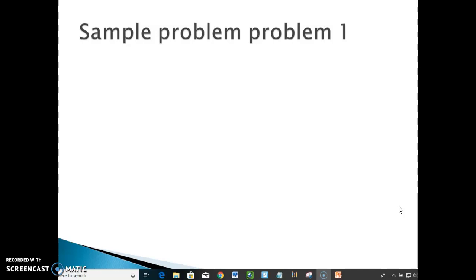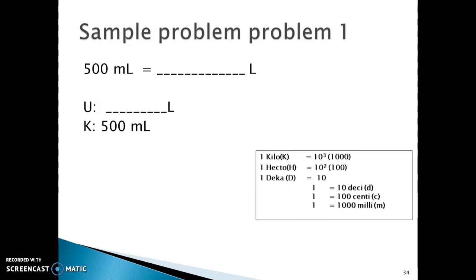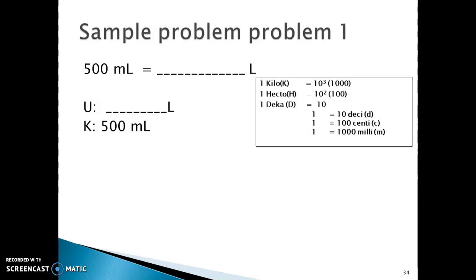So here's the first sample problem. We're going to convert milliliters to liters. The unknown is liters, the known is milliliters. Let's see if we can figure out how to get from where we are to where we want to be. Milli is the 1/1000th thing, so it takes 1,000 milliliters to make 1 liter. So let's do that.